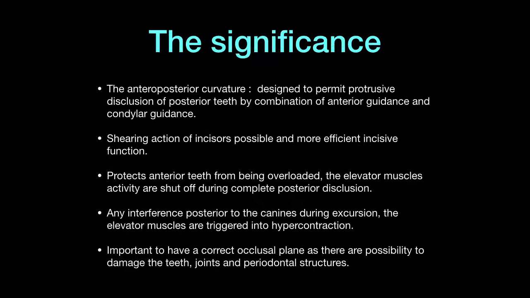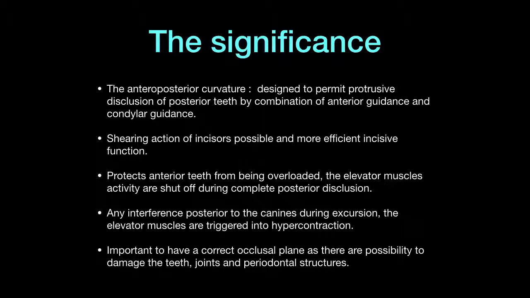What is the significance of the curve of Spee? The anteroposterior curvature of the occlusal plane is designed to permit protrusive disclusion of posterior teeth by a combination of anterior guidance and condylar guidance. This makes the shearing action of incisors possible and more efficient incisive function. The occlusal plane also protects anterior teeth from being overloaded.